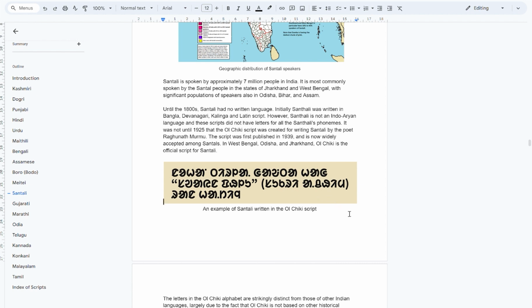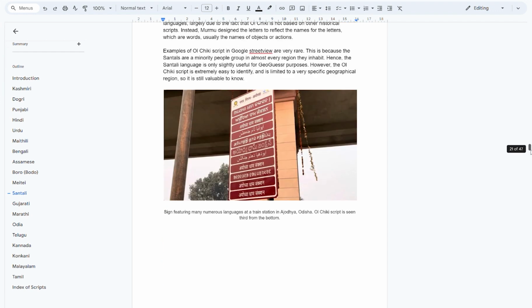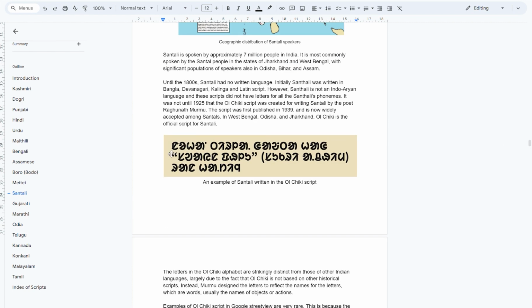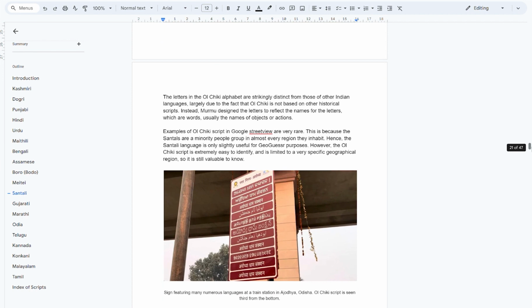There's no horizontal bar, a lot of very circular looking characters that kind of reflect the recent invention of the script. It was created for the specific purpose of writing this language and doesn't really have a historical basis. The poet Murmu actually designed the letters to reflect the names for the letters, which are words, usually the names of objects or actions. So the characters or the letters mostly look like, or are some kind of abstract depiction of, a real life object or an action, which is very cool.